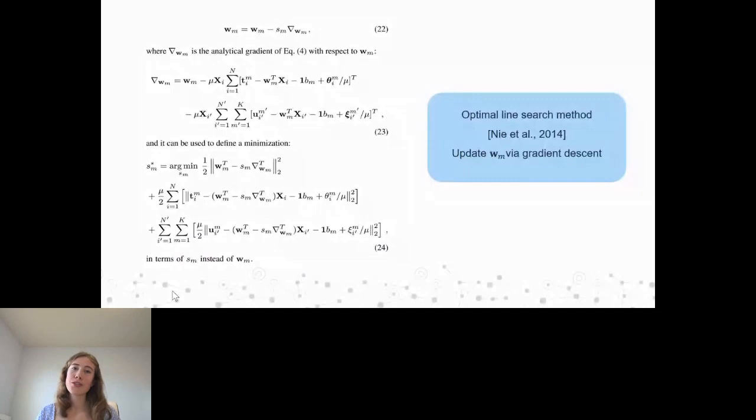So we avoid the least squares calculation with the optimal line search method, which updates Wm via gradient descent. Delta Wm is the direction of the update, and Sm star is the amount of the update for W. So essentially, we optimize direction and amount of update.